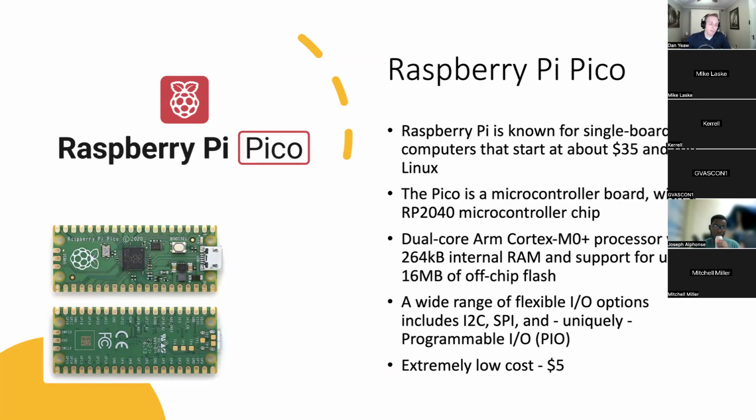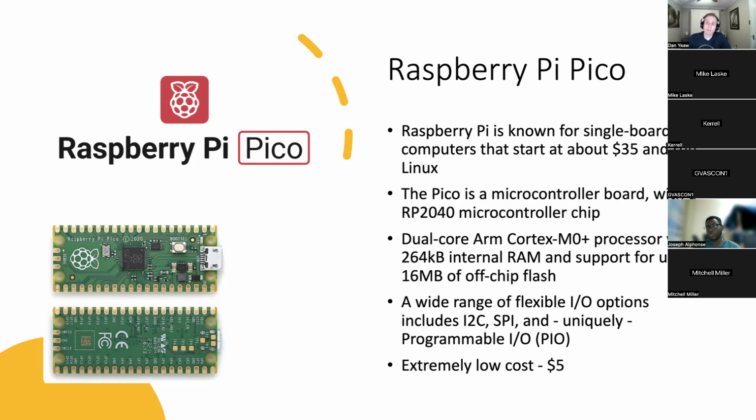Okay, one other thing I want to talk about, making it easier and cheaper to get started with embedded, is Raspberry Pi. I think probably a lot of you are familiar with that. Raspberry Pi itself is known for creating this single board computer. They're about $35, and they run Linux. And yeah, they've sold millions and millions of them for all kinds of little projects.